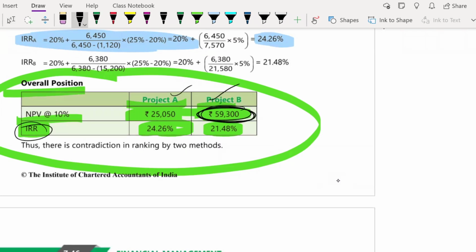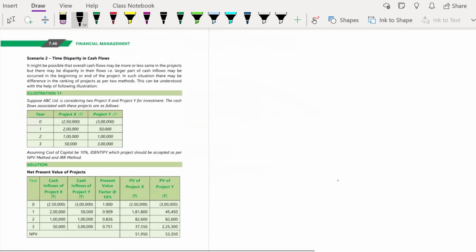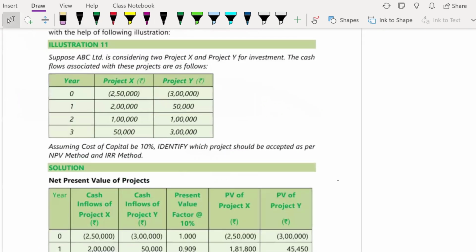As per IRR, which project is better, project A or project B? Project A is better as per IRR. So here you cannot give a conclusion whether project A or project B. In such a case, you have to state that there is a contradiction in ranking by the two methods. Hence, we will not be able to provide a solution and we leave it at management's discretion. Let the company take the call.